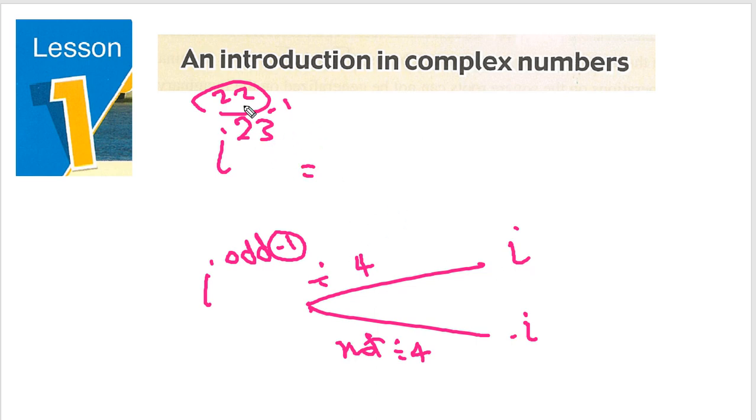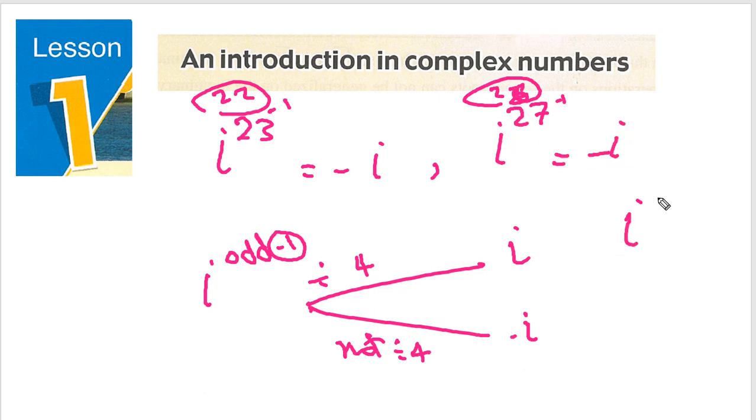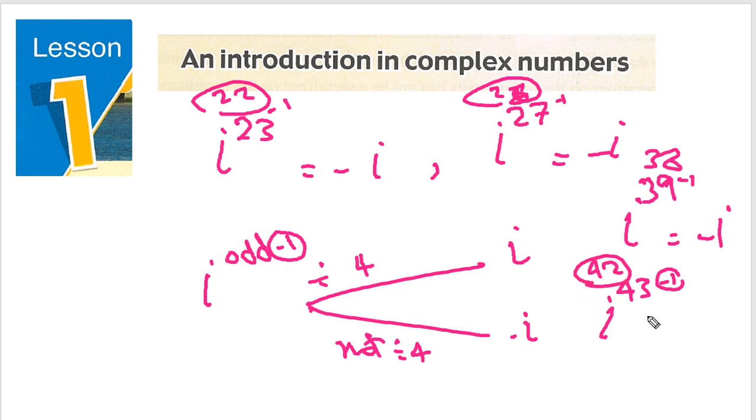Here, 23 minus 1 is 22. This is even, not divisible by 4. Then this is negative i. Another example, i to the power 27. Subtract 1, it will be 26. This is even, not divisible by 4, so it is negative i. i to the power 39. Subtract 1, it will be 38. Not divisible by 4. Then it will be negative i. i to the power 43. Subtract 1, then it will be 42. Is 42 divisible by 4? No, not divisible by 4. It will be negative i.